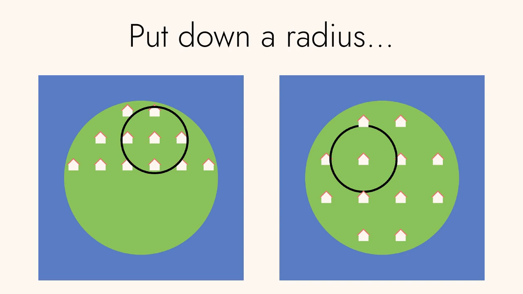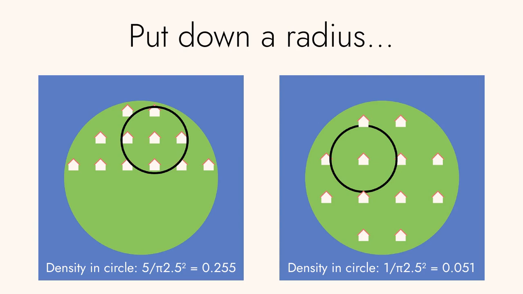And what we do here is that we take a circle of that radius and we plop it down around a particular person, in this case a house, and we then compute the density in that particular circle, right? So in this case, we're picking a circle of radius 2.5 units, and we can compute that on the left, this particular house has a local density of 5 divided by pi 2.5 squared, pi r squared, area of a circle, and that gets us 0.25. On the right, when you do the same thing, you end up with a density of 0.05. So it's about 5 times more for that particular house on the left as it is for the house on the right.